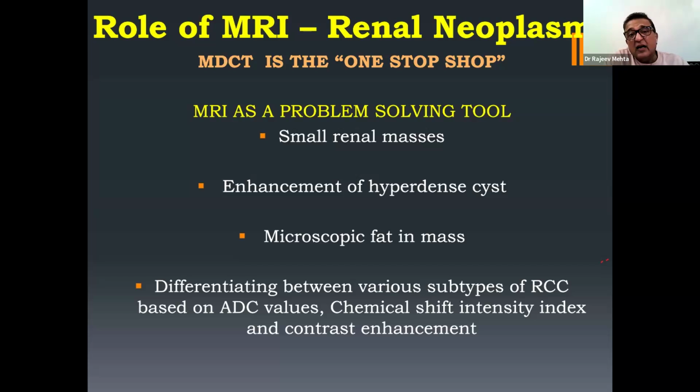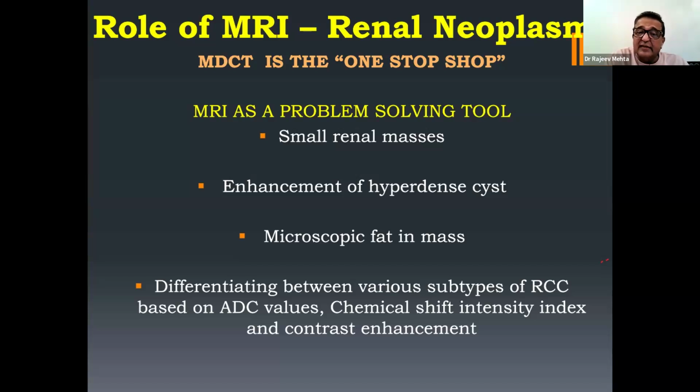So basically, another role where MR plays a very important part is differentiating between the various subtypes of renal cell carcinoma. Now, renal cell carcinoma has clear cell carcinoma, chromophobe, or papillary types. We generally diagnose and differentiate on CT scan on the basis of contrast enhancement, because clear cell carcinoma has a very avid enhancement, unlike chromophobe and papillary carcinomas. But on MRI, based on restricted diffusion, the lower the ADC value, the higher the chance of the more malignant variety of tumor.